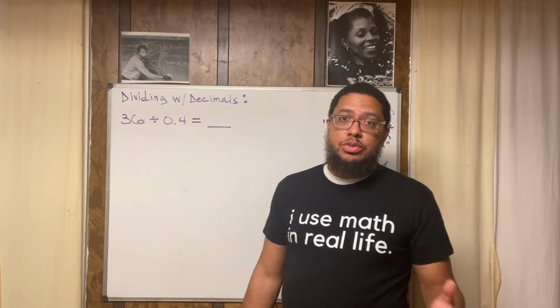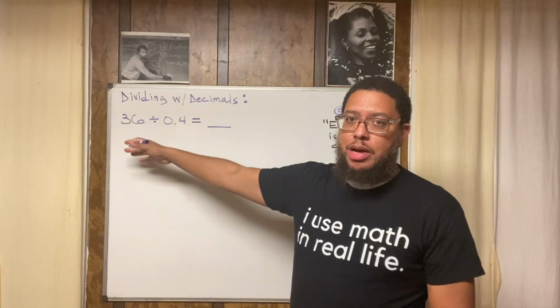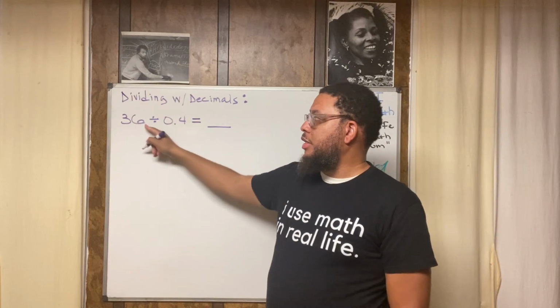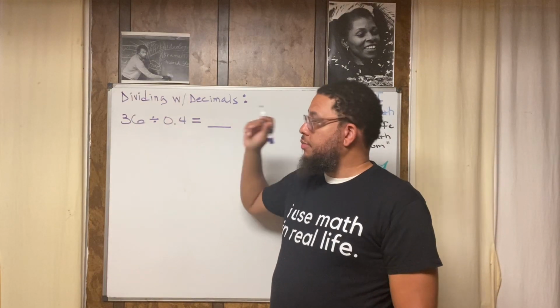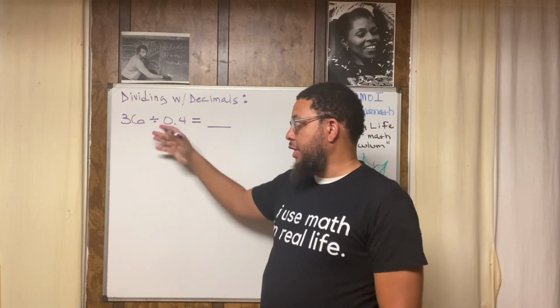All right, what are we getting into today? Today we're going to divide with decimals. So let's take a look at the problem we have. We have 36 divided by 0.4. Now there are multiple ways we could solve this, or answer this question.